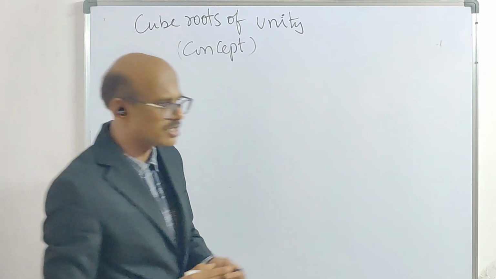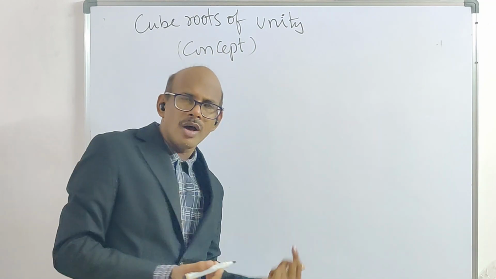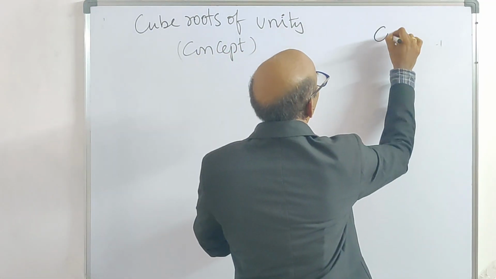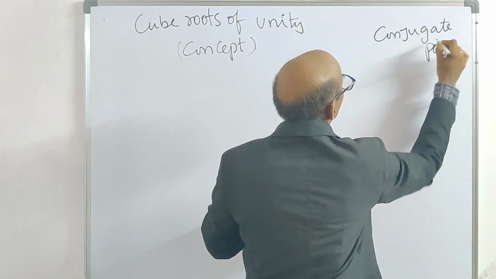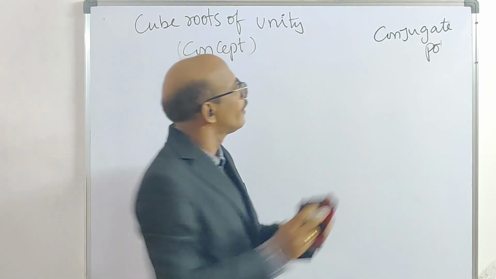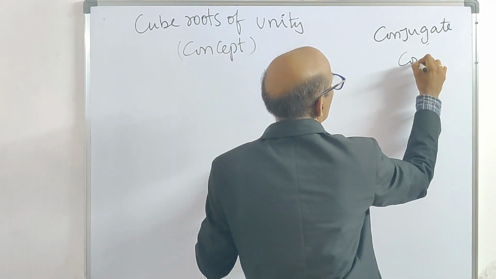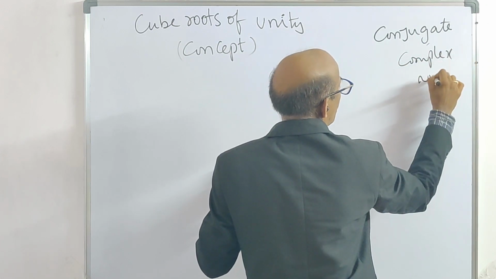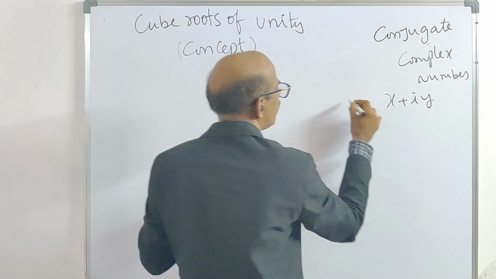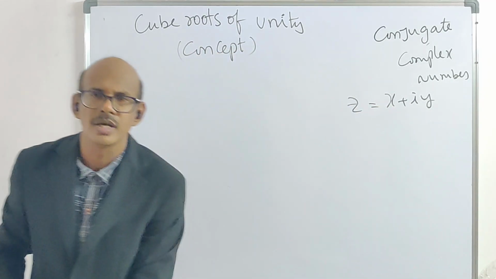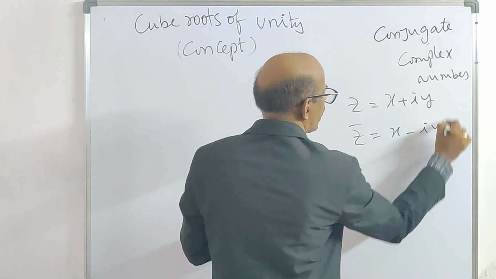Roots are omega square. Then one more, a special link with the conjugate property. Concentrate. What is the meaning of conjugate property? Conjugate property or conjugate complex number, right? Here z is x plus iy, and the conjugate is simply z bar as x minus iy.